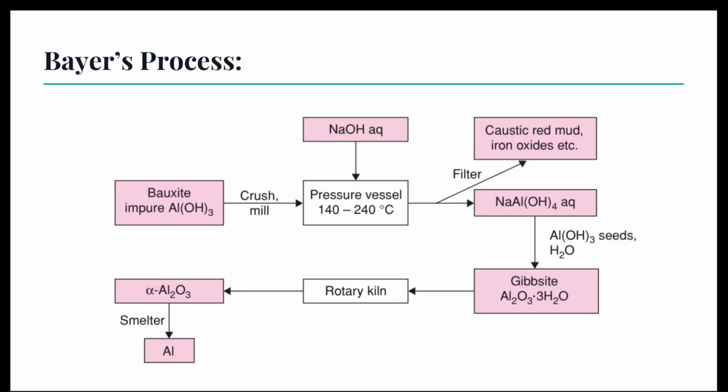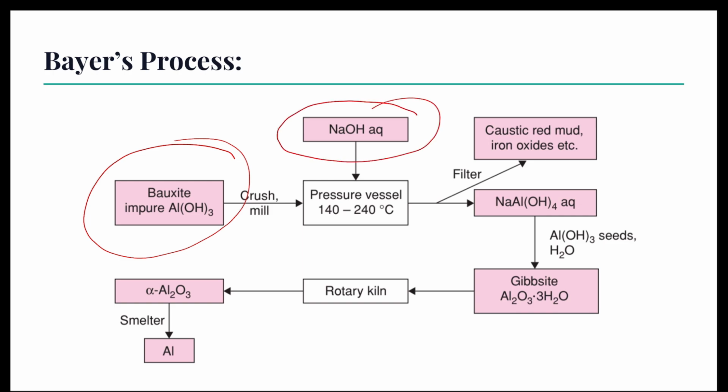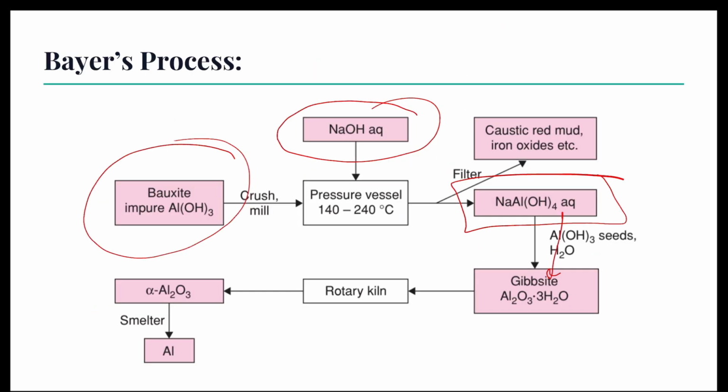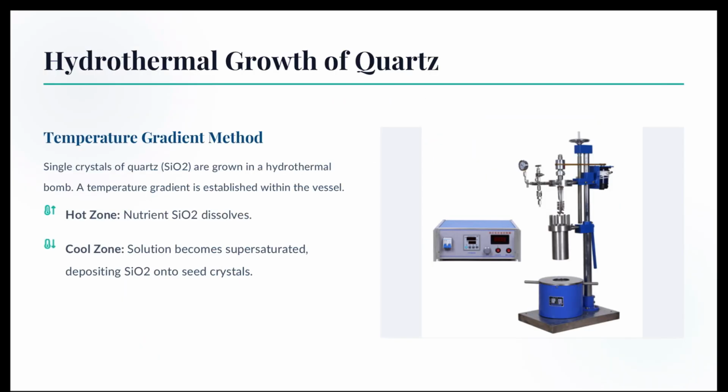What is the Bayer process? This is used for processing bauxite ore. This is the bauxite ore, impure Al2O3. We're going to crush it, mill it, then mix it with NaOH and subject it to high pressure and high temperature. We are going to get this gibbsite. From gibbsite, we heat it again in the rotary kiln and we get the pure alpha Al2O3. And using hydrothermal processes, we can also make single crystal quartz, like SiO2.